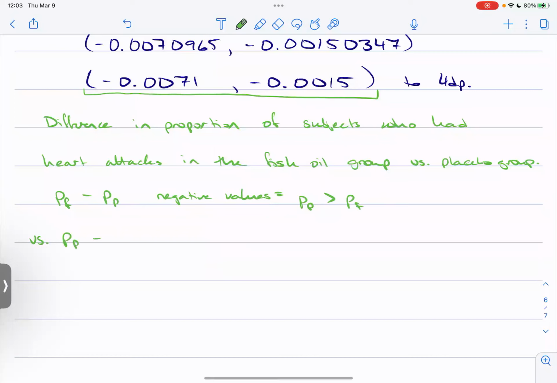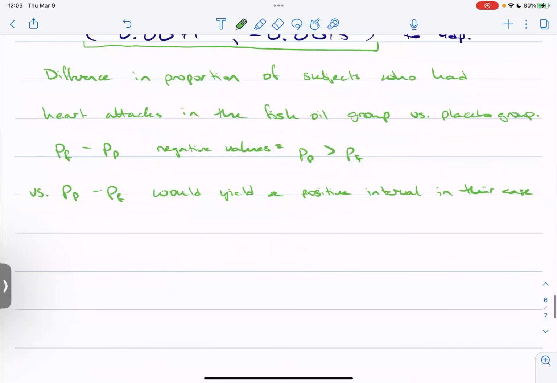Versus if you had done the placebo minus the fish oil group, then in that case, a negative value would mean that the fish oil group is larger than the placebo group. So in our case, if you had reversed the subtraction in the beginning for your point estimate, then all that would change is that these values would now be positive. It would yield a positive interval in this case, since pP is greater than pF, since this value is consistently larger than the fish oil group.